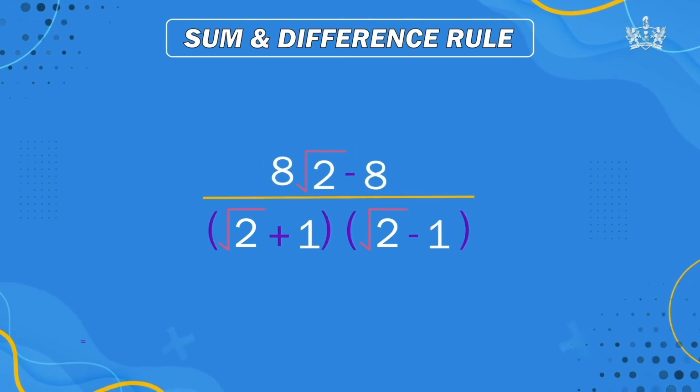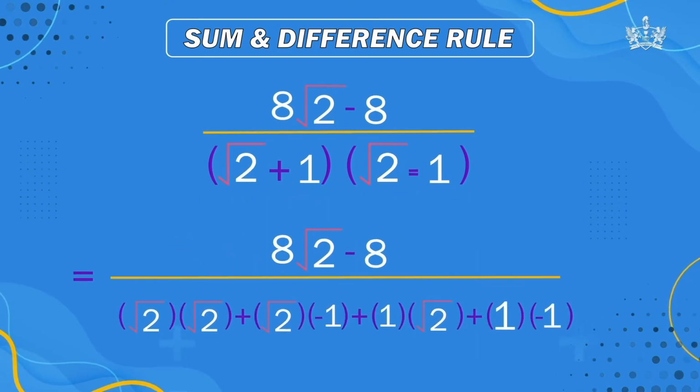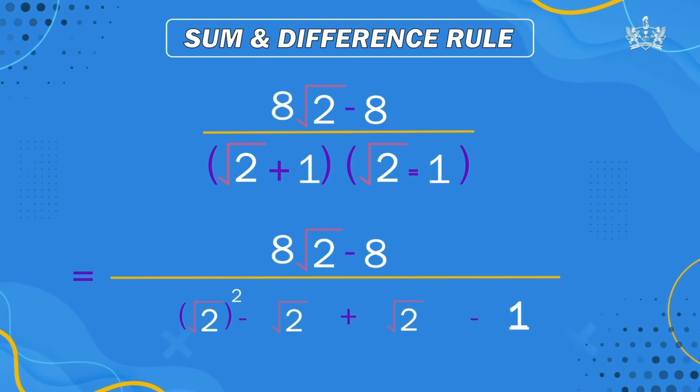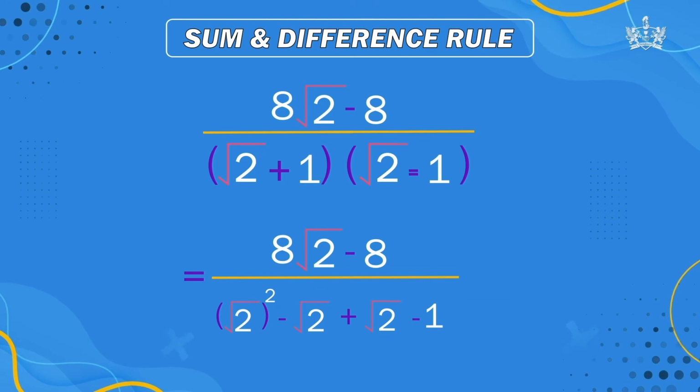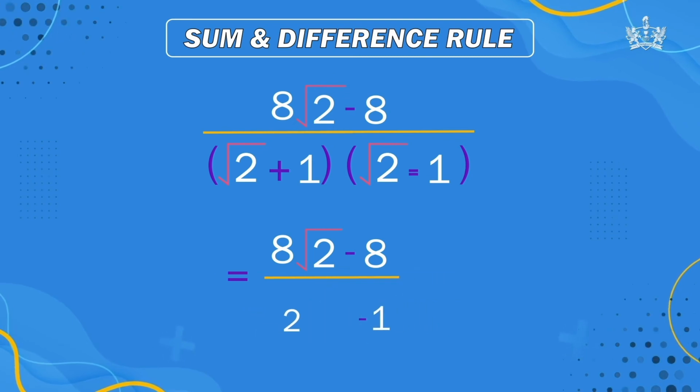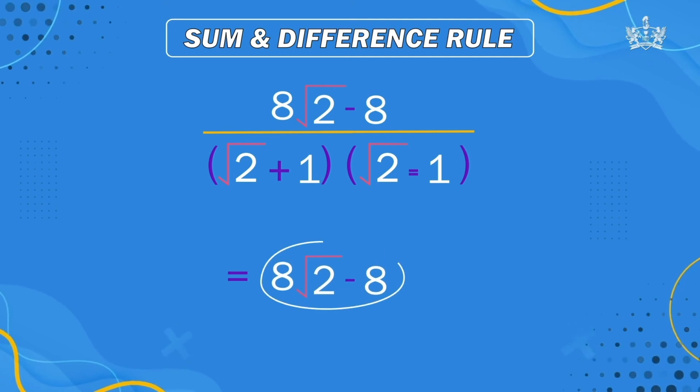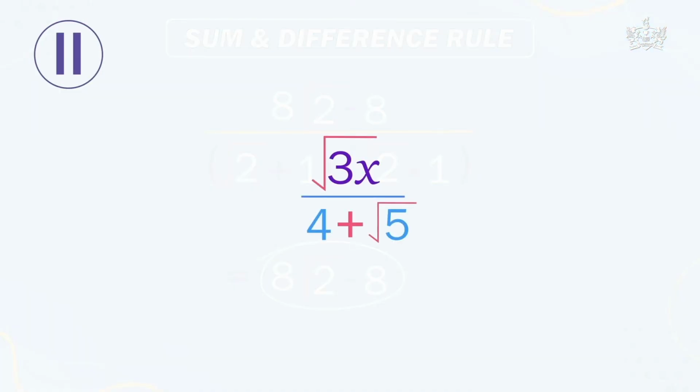Then to simplify, we follow the same steps as in rationalizing radicals. We get 8 times the square root of 2 minus 1 over root 2 plus 1 times root 2 minus 1. The numerator simplifies to 8 root 2 minus 8 over root 2 squared minus root 2 plus root 2 minus 1. Root 2 squared is just 2, and the negative and positive root 2's cancel each other out. So we are left with just 1 in the denominator. Final answer, 8 root 2 minus 8. Not too bad, right? Go ahead and try this one yourself.